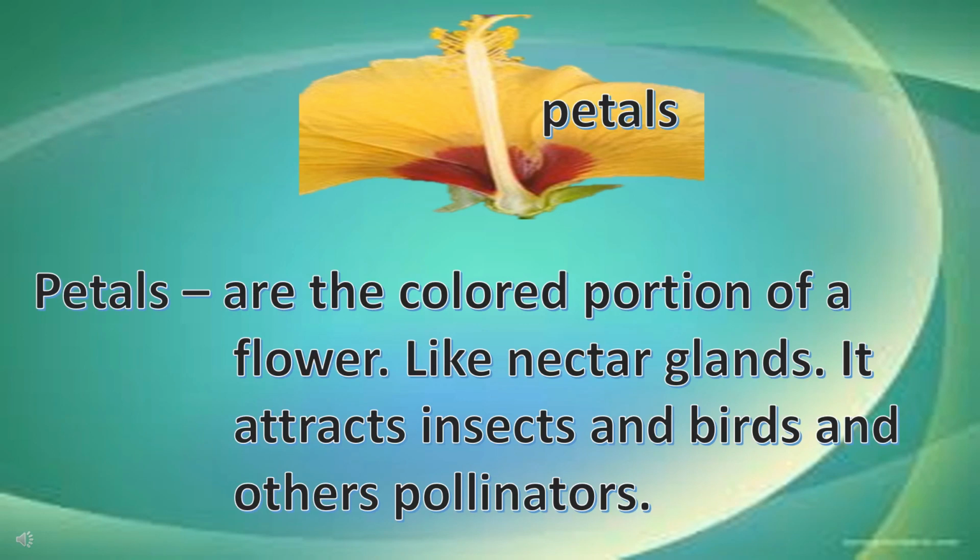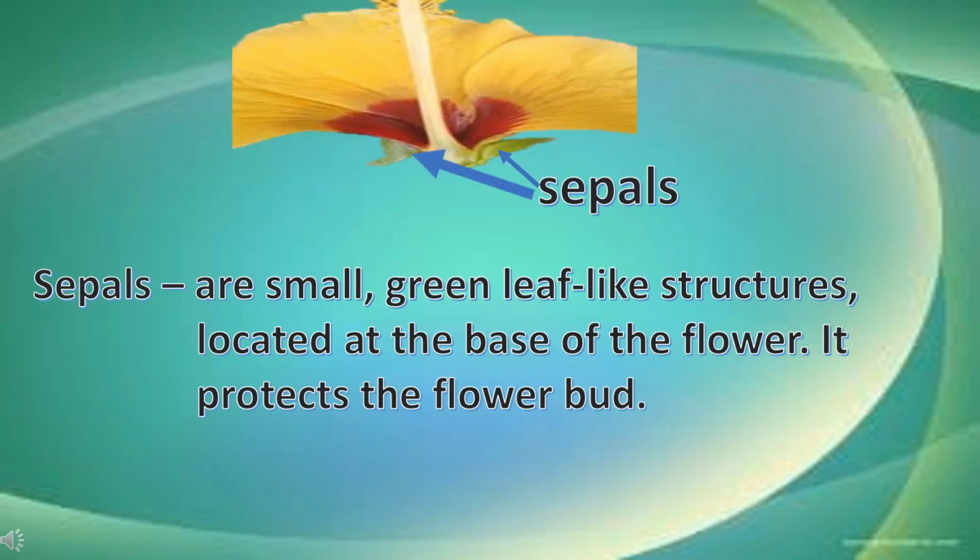Petals. Petals are the colored portion of a flower, like nectar glands. They attract insects, birds, and other pollinators. Sepals. Sepals are small green leaf-like structures located at the base of the flower. They protect the flower bud.